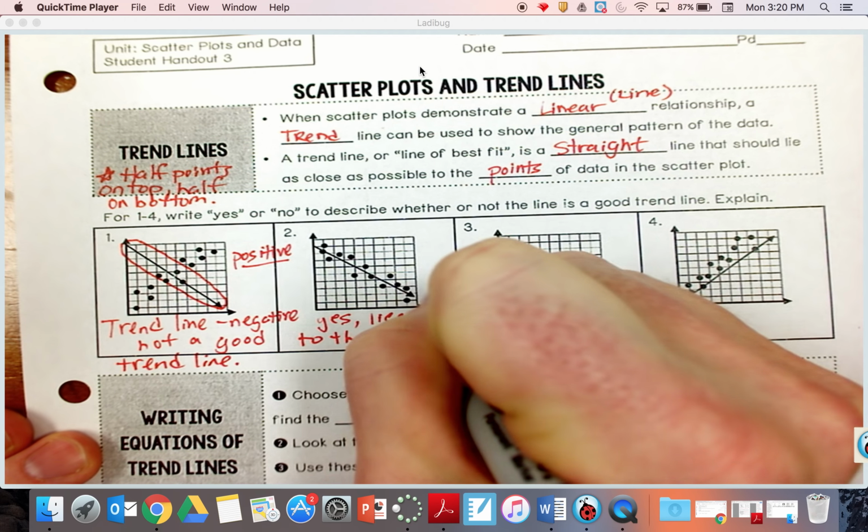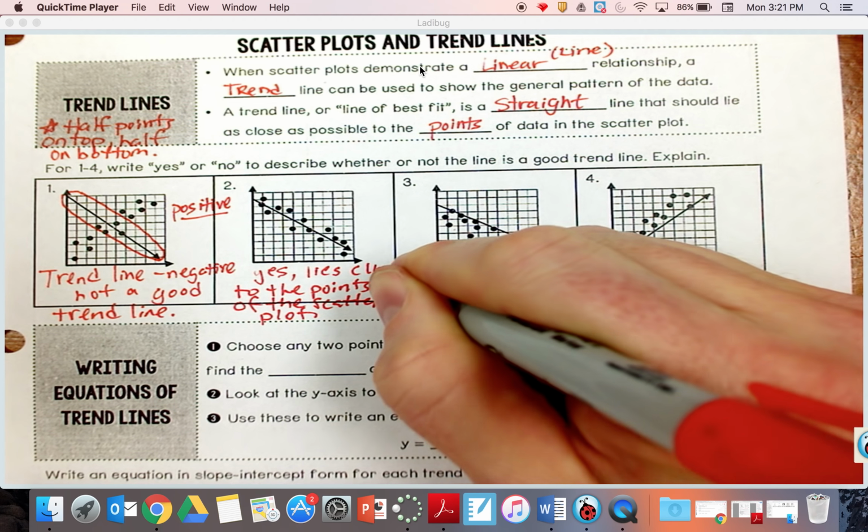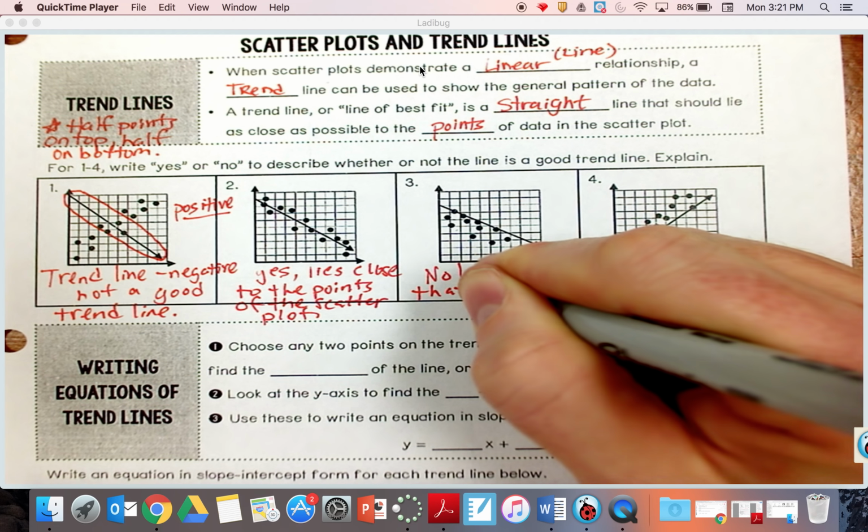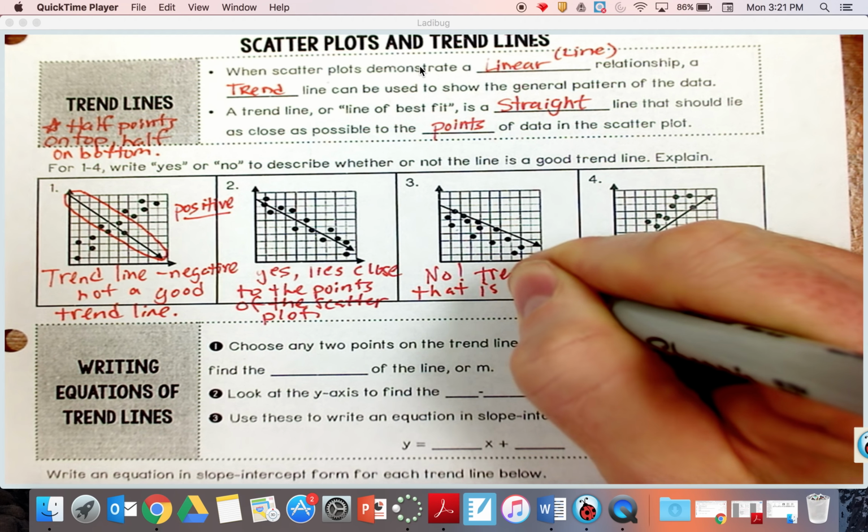Number 3, we can follow this one. Our scatter plot here is showing a negative trend. It's flowing downward. Our trend line is also in a negative sense. So far that is good, but we've got to look at it. Is it going through halfway of those points? Is it close to most of those points? And by looking at this, you can see that no, this is not. You have a trend line that is above most of the data.